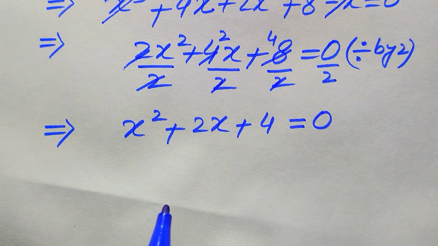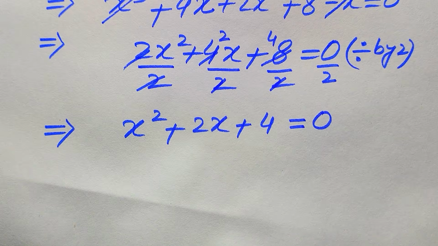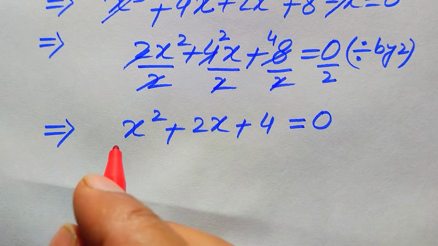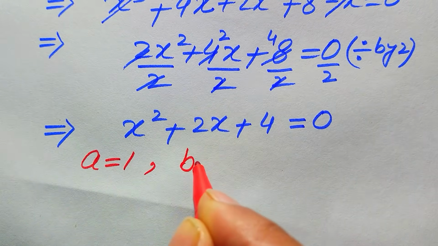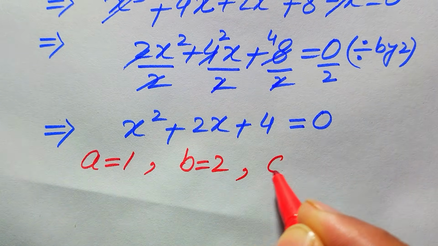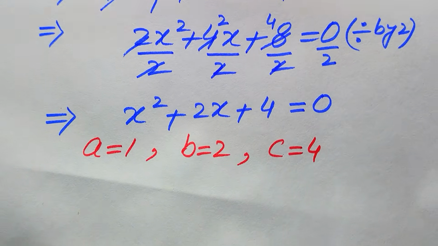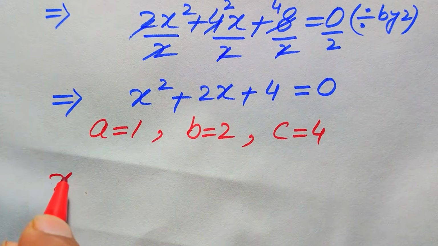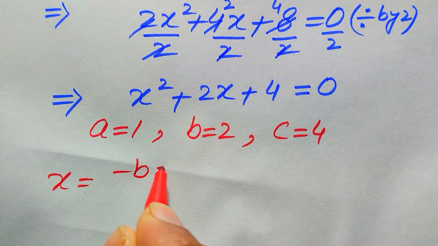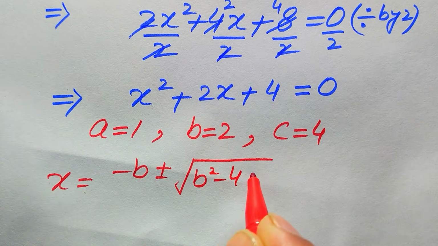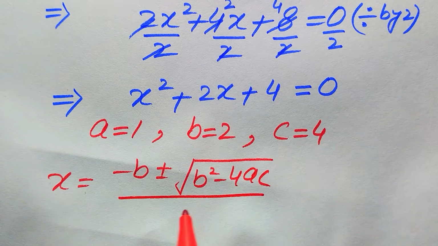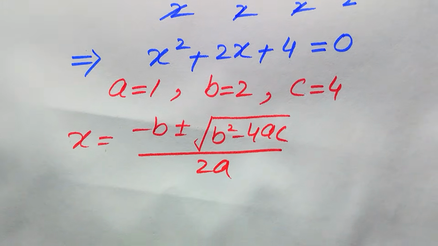And now here in the next step you see that this is a quadratic equation, and here we use the quadratic formula to solve this quadratic equation. Now for this we write the coefficients of this equation, and its coefficients are a equals to 1, b equals to 2, and c equals to 4. And we state the quadratic formula as x equals to minus b plus minus square root of b square minus 4 times ac, divided by 2 times a.